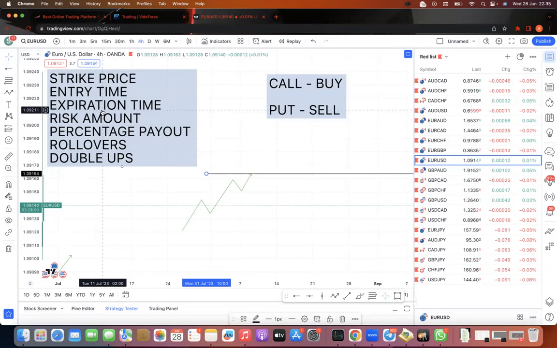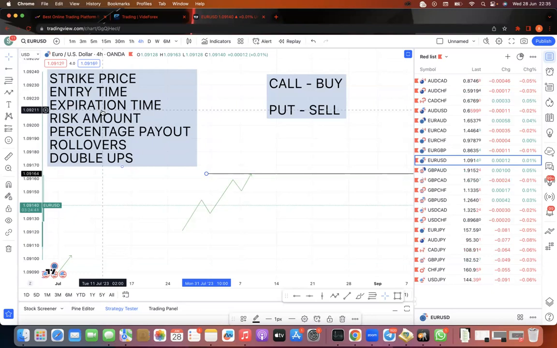There's what we call an expiration time on your trade. When you want to enter a trade, you need to pick and select how long you want the trade to last for. That's called the expiration time. So if I want to enter a trade, I can decide to choose 1 minute or 2 minutes or 3 minutes or 4 minutes or 5 minutes, depending on my strategy.